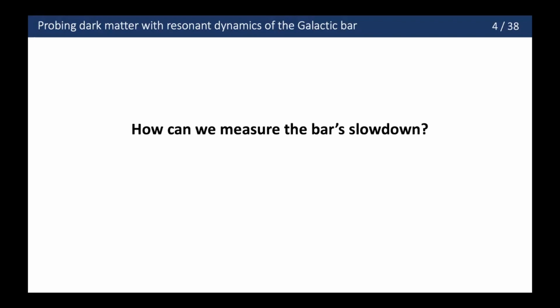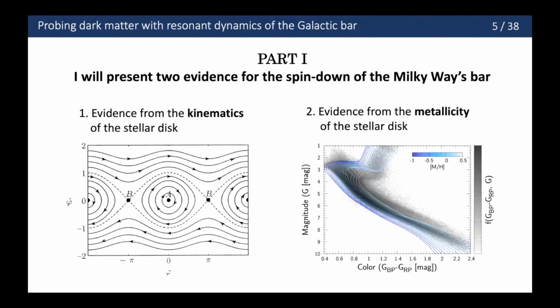So how do we measure the bar slowdown? Obviously, the slowdown of the bar happens over a very long, gigayear time scale, which means that of course we cannot measure it directly. So the only way to do this is to infer it, to find traces of the bar slowdown in the current snapshot of the stellar disk. In my talk, I will present two pieces of evidence for the spin down of the Milky Way's bar. One is based on the kinematics of the stellar disk, and one is based on the metallicity of the stellar disk.